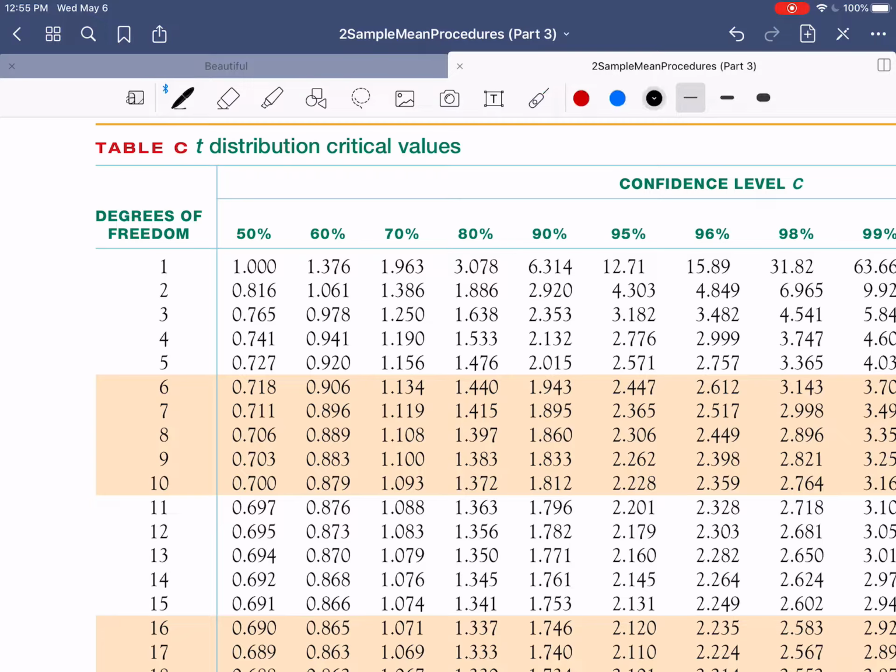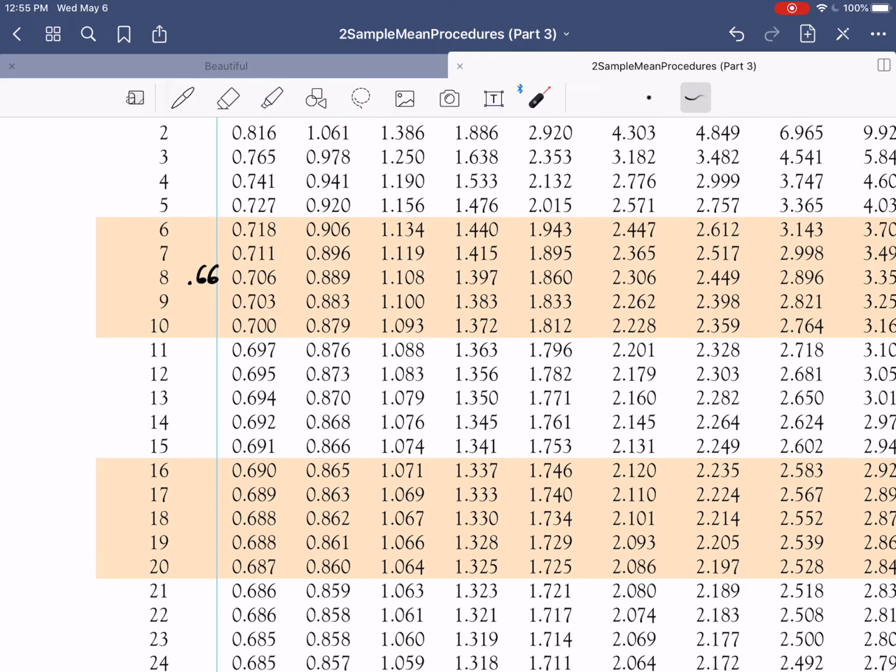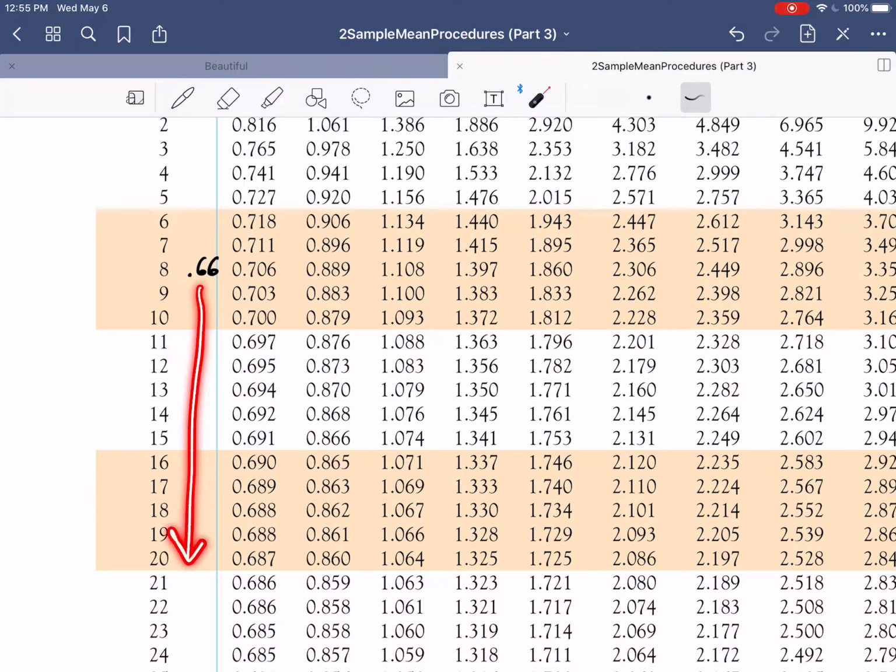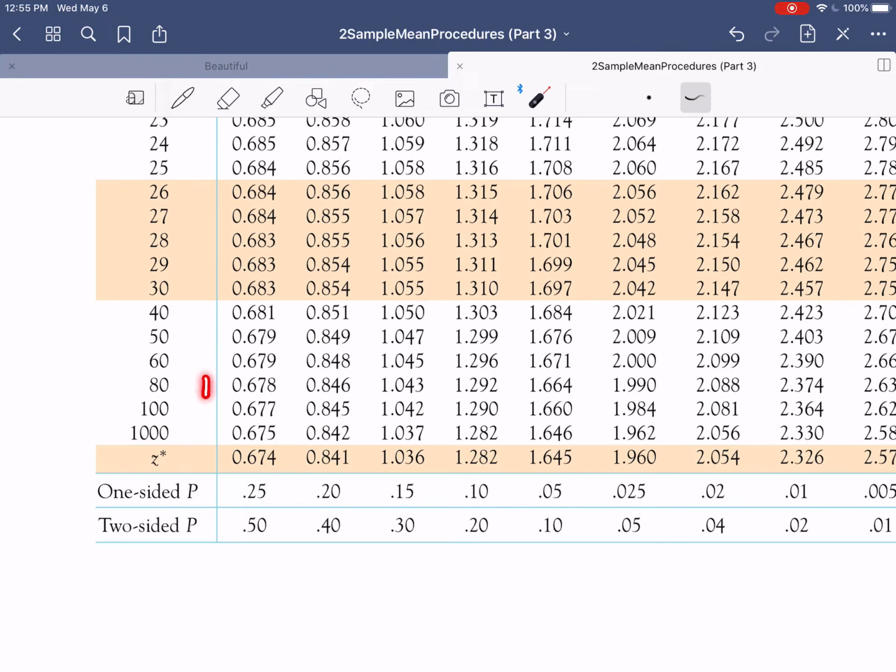But ours would actually end up being right here, 0.66. It wouldn't even make it on to the table. So let's follow that down, all the way down to where the one-sided p is. So we would be right over here. Now remember, the p-values get smaller and smaller as you go this way, so you could also say they get larger and larger as you go this way. So that tells us our p-value is larger than the largest one listed here, which is 0.25.